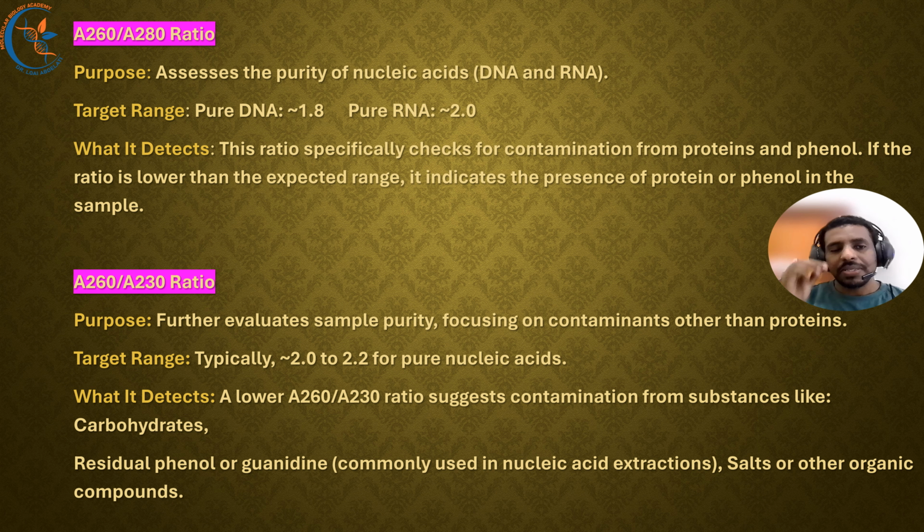The second point, absorbance 260 over 230 ratio. This evaluates other types of contaminants such as carbohydrates, residual phenol, guanidine, or salts. The ideal range for pure nucleic acid is around 2 to 2.2. A lower ratio indicates the presence of these impurities: phenol, guanidine, carbohydrates, and salts. So by using both ratios, we get a comprehensive view of nucleic acid purity, ensuring that our samples meet the standard required for downstream application.